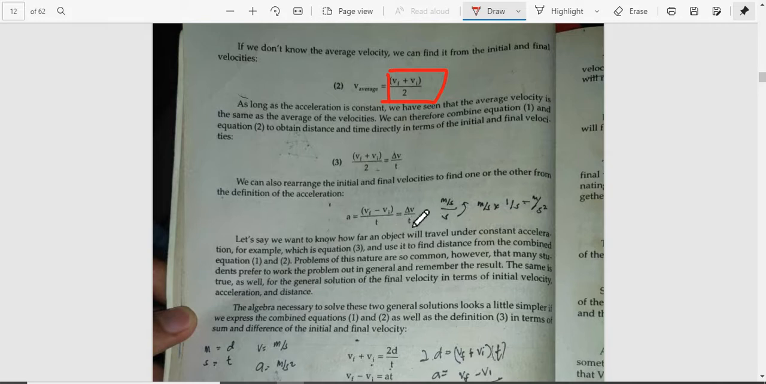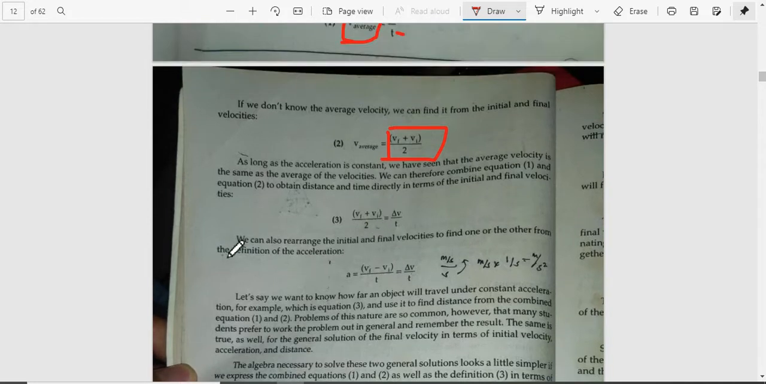Wait, no, let me check. Oh, it's correct. Class, look at it again. I made a mistake at the start: it is VF minus VI. So this one is plus, this one is minus, over time, because the change in your velocity is final minus initial. We subtract because usually your final velocity is higher than your initial velocity. Your starting point is usually low, then you suddenly increase, so that is your acceleration. So VF minus VI. If it is plus, it is looking for your average, but if it is minus, that is looking for the change in your velocity, over time.